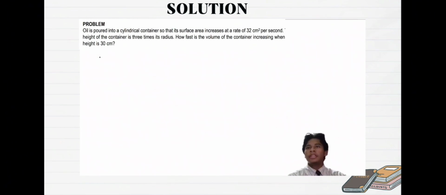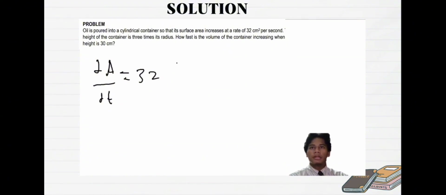Today I will be showing you the steps to solve the problem. First of all, we need to read the problem. Oil is poured into a cylindrical container so that its surface area increases at a rate of 32 centimeters squared per second. From that we can infer dA/dt equals 32. The height of the container is 3 times its radius, so h equals 3r. How fast is the volume of the container increasing when the height is 30 centimeters?